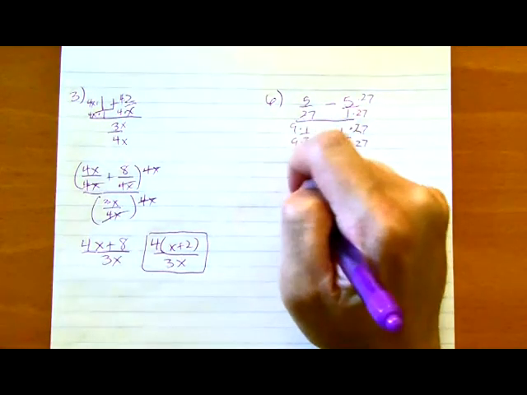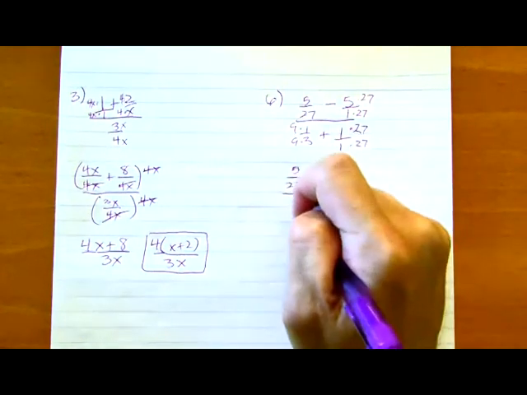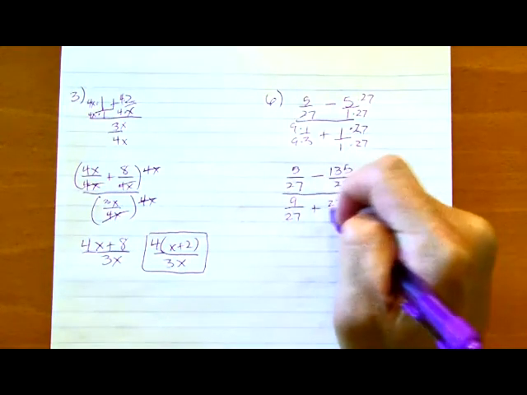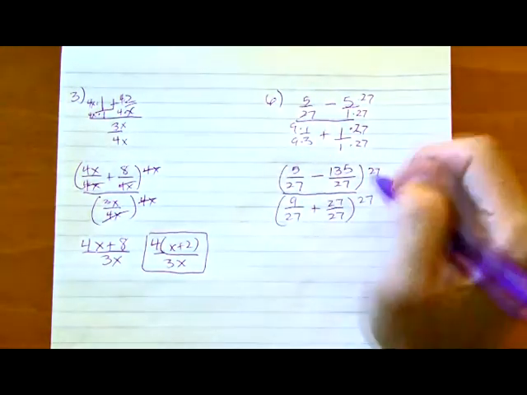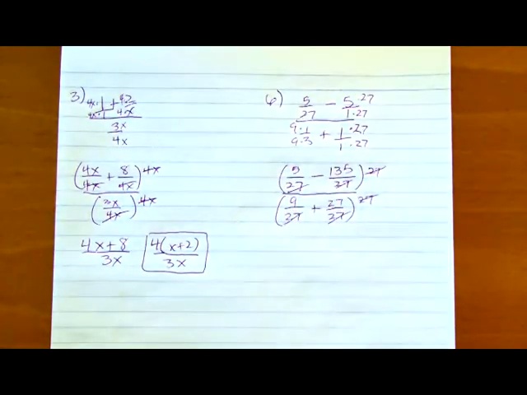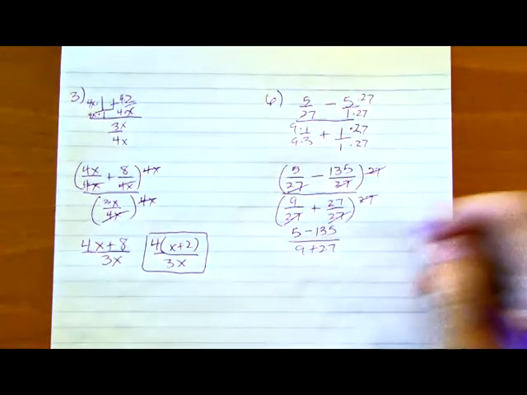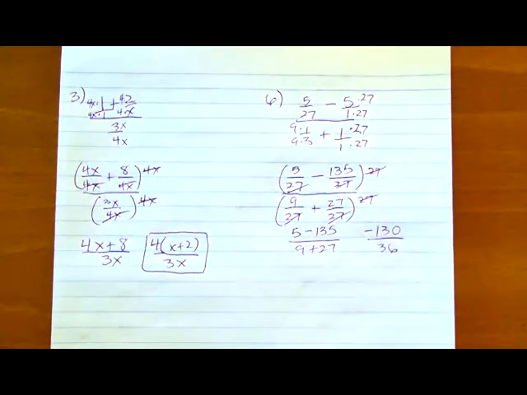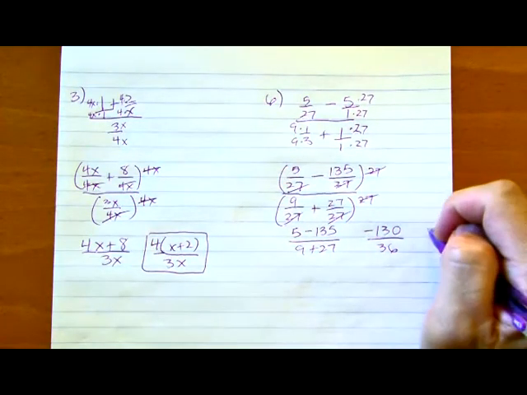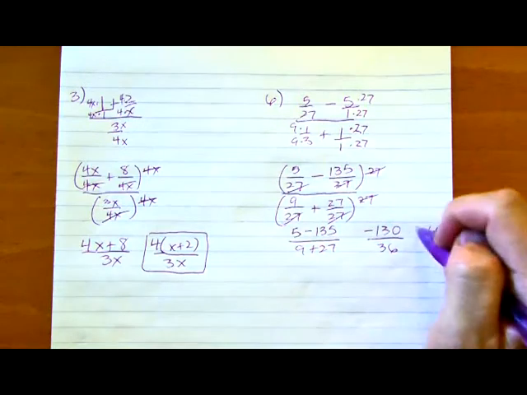Okay, 5 over 27 minus 135 over 27, over 9 over 27 plus 27 over 27. We multiply by 27 to the top and the bottom. That'll cancel out all the denominators. That leaves us with 5 minus 135 over 9 plus 27. That'll give us negative 130 over 36. I think it can be simplified. Oh, they're even. Negative 65 over 18. I think that's it. That's the answer for number 6.